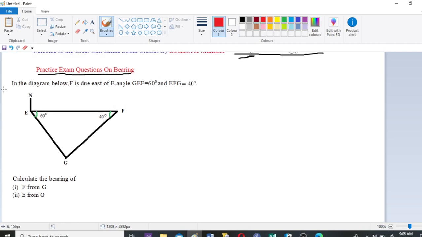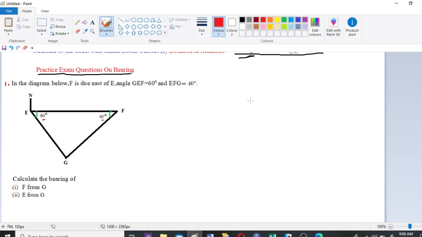Let's say this is question one in today's class. In the diagram below, F is due east of E. Angle GEF is equal to 60 degrees, and angle EFG is equal to 40 degrees, as we can see in the diagram.